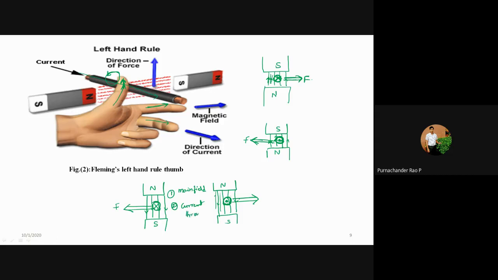Current through conductor. So these are the two cases; you can change any one case so that the direction of your force, and similarly the direction of rotation of your armature, can be changed. Is it clear? Any doubts in this?